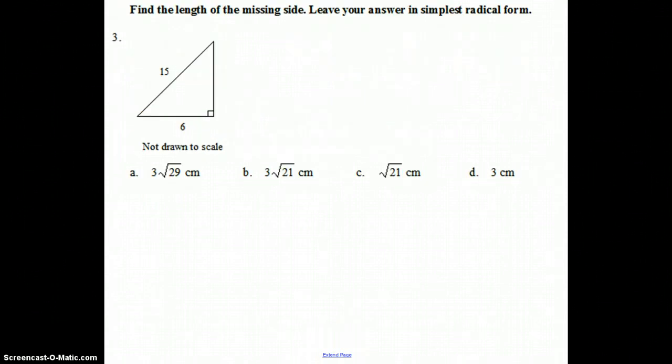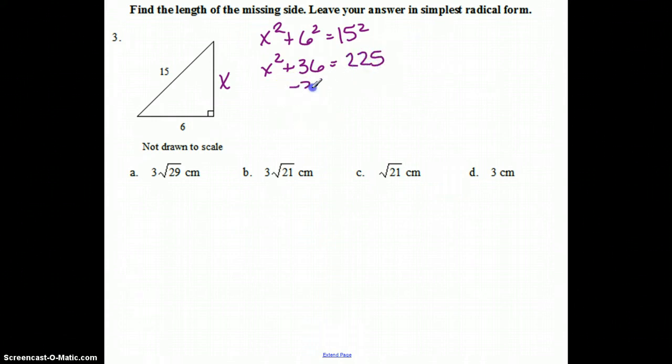Okay, this one's another missing side, but they want us to leave it in simplest radical form. So I'm going to make this x. So x squared plus 6 squared equals 15 squared. Now 6 squared is 36. 15 squared is 225. Subtract 36 from both sides. That leaves me 189. So x is going to be the square root of 189.